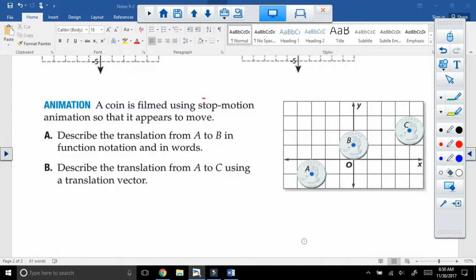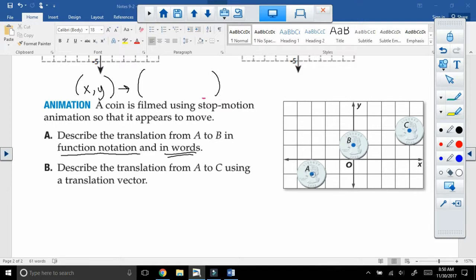Okay, so for this last example, it says a coin is flipped using stop motion animation so it appears to move. So if this coin were being flipped, we want to talk about what's happening. This first one says describe the translation from A to B in function notation and in words. So function notation is where you have like the x, y, and then you're showing what's happening.